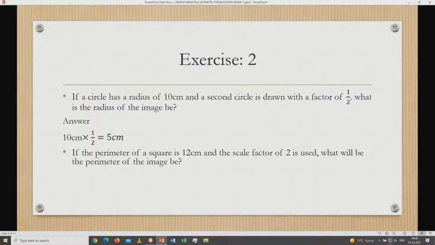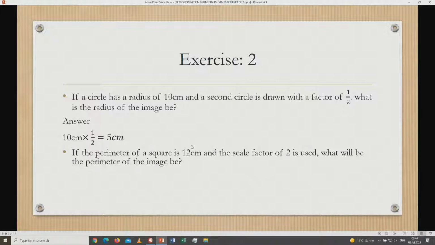Now, let us read again. It says the perimeter of a square is 12 centimeters, and the scale factor of 2 is used. First thing first there, guys, we can see the scale factor is 2. Now, the scale factor being 2, it means that the scale factor is bigger than 1. If the scale factor is greater than 1, then it means that our image will be an enlargement.